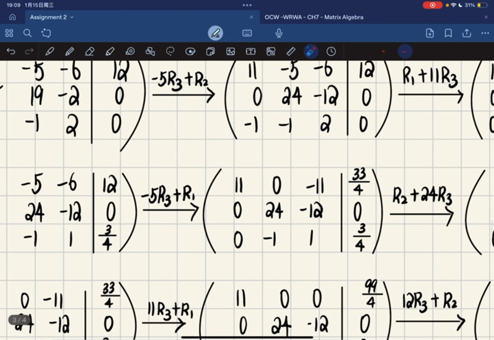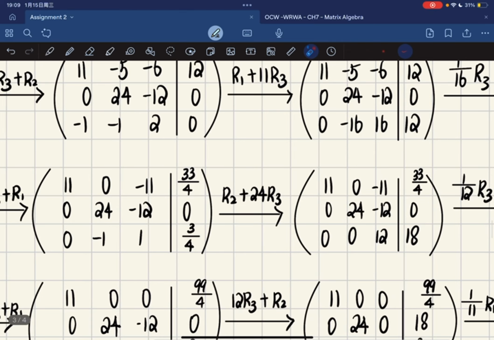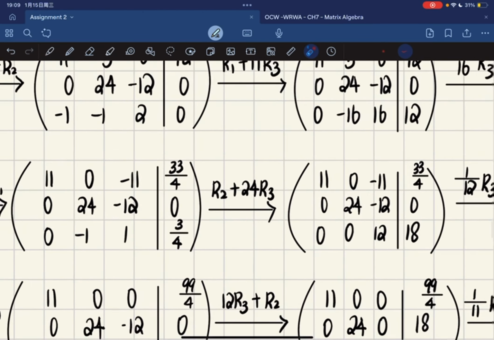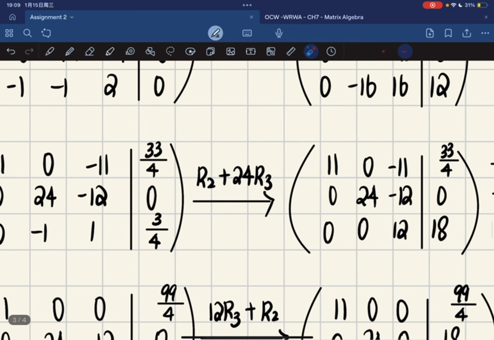And next is -5 times row 3 plus row 1, to get row 1, and we get that the second column of row 1 is 0, and then -11 and 33/4. Here's the answer. And next is row 2 plus 24 R3. It's because here is the -1, and in order to get the 0, we need to use 24. It's easier. And the answer is 0, 0, 12, 18.